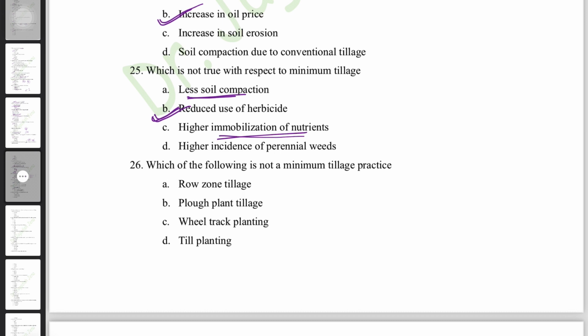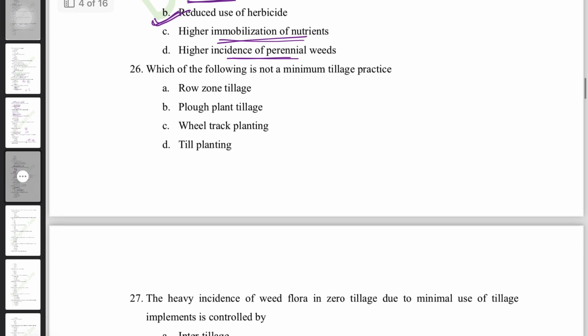Higher immobilization of nutrients is true, because there is more organic matter having a higher C:N ratio, so nutrient immobilization will be more. Higher incidence of perennial weeds, yes, of course, because you are not rotating and not removing the weeds mostly, so more perennial weeds will emerge in that condition.